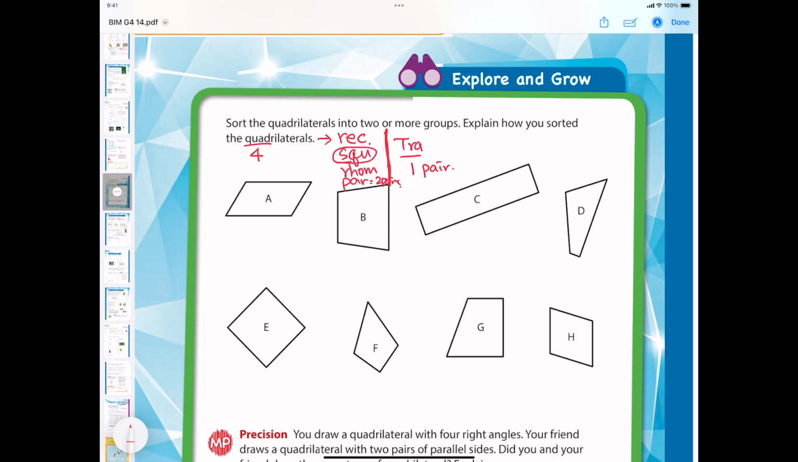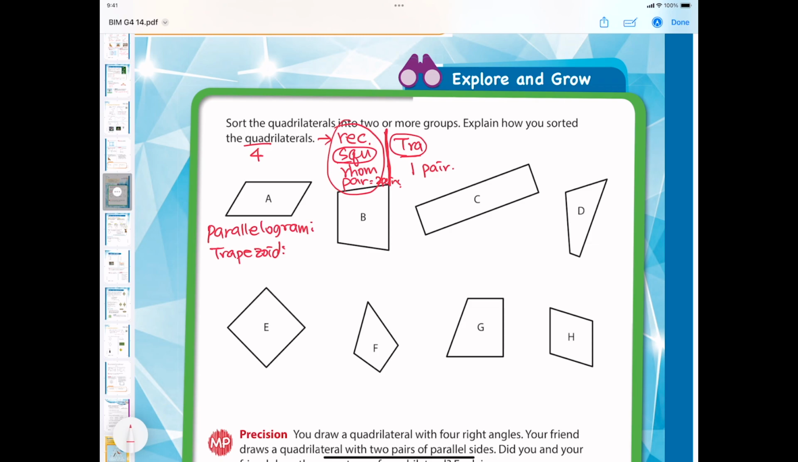Now let's take a look. Maybe we can say these are all parallelograms. Parallelograms are what? 2 pairs of parallel sides. So trapezoid only has one pair of parallel sides, so we can put it as what? Parallelograms. And trapezoid. Alright, so now I'm going to see if you guys can sort it out.